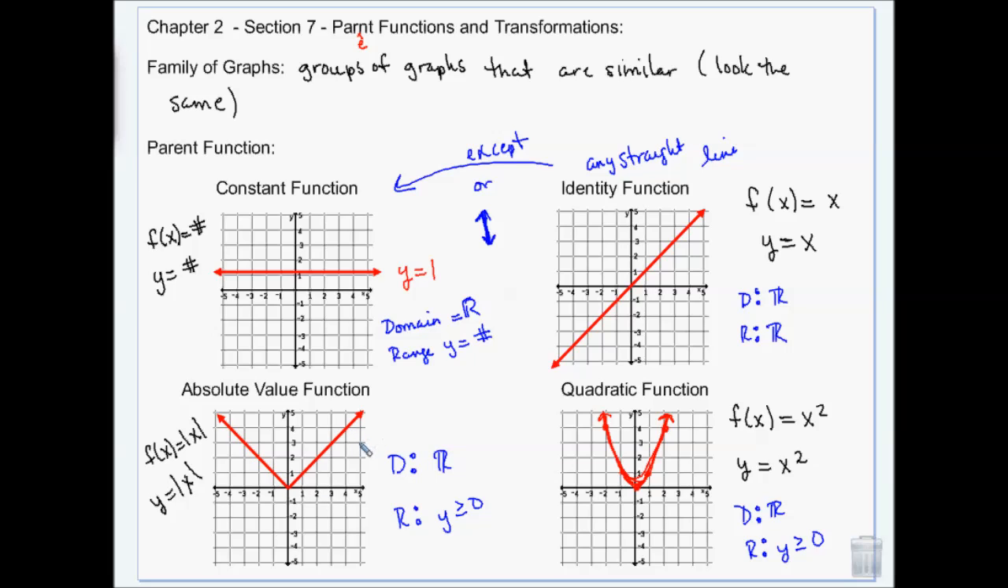Is it moved around? Is it moved up? Is it moved down? Is it flipped over? And the same with the quadratic. The range will change based on, have we flipped it over? Have we moved it up? Have we moved it down? Have we moved it wherever? So you'll have to look at the picture, or in a moment we'll show you some other tricks for that.